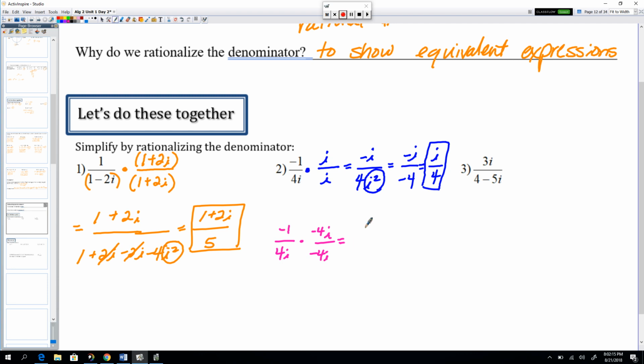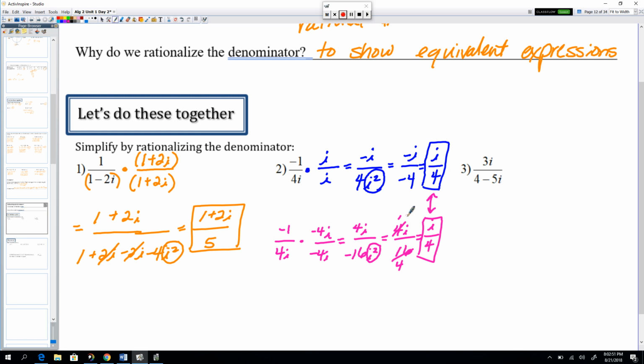Watch what happens. Negative 1 times negative 4 is positive 4i on the top. And then here we turn this into negative 16i squared on the bottom. What do we always replace I squared with? Negative 1. Negative 1 times negative 16 is positive 16. And we still had a 4i. But wait, we have one more step of simplifying. 4 and 16 reduces down to 1 over 4. So check it out. Those are the same answers, okay?